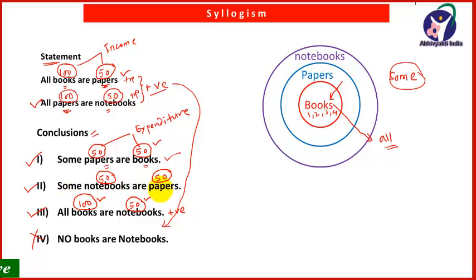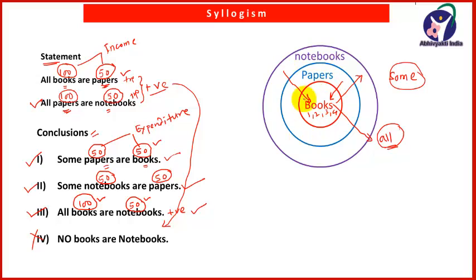Now next is some notebooks are papers. We are going from outside to inside, so we will use the word some. So some notebooks are papers. That conclusion is also true. Now all books are notebooks. We are going from books to notebooks, which means from inside to outside. Then we use the term all. So all books are notebooks. That is also true.